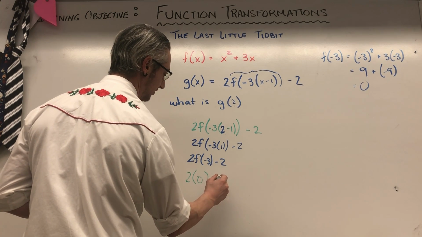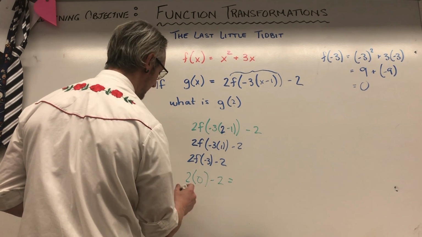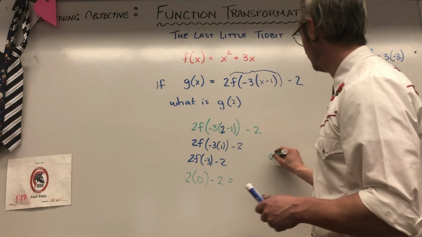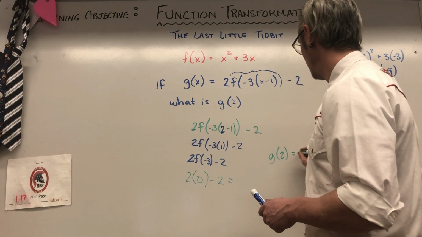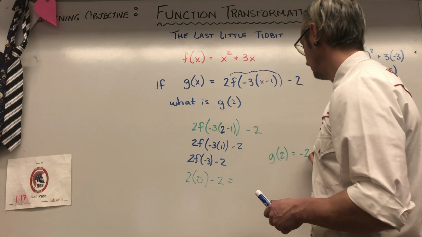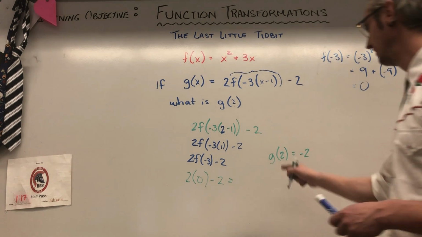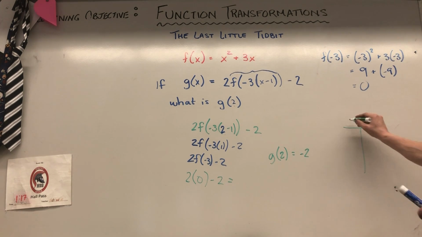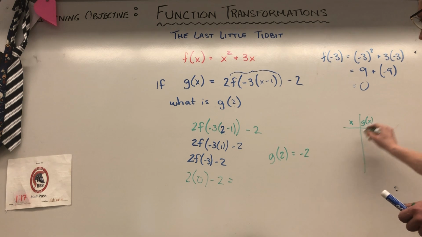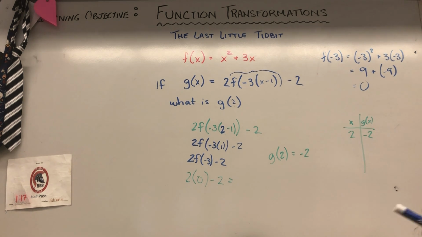So 2 times 0 minus 2 means that g of 2 is negative 2. 0 minus 2. So that's the value of g of 2. In a table of values for g of x, this would correspond to an input of 2, and it pumps out negative 2.